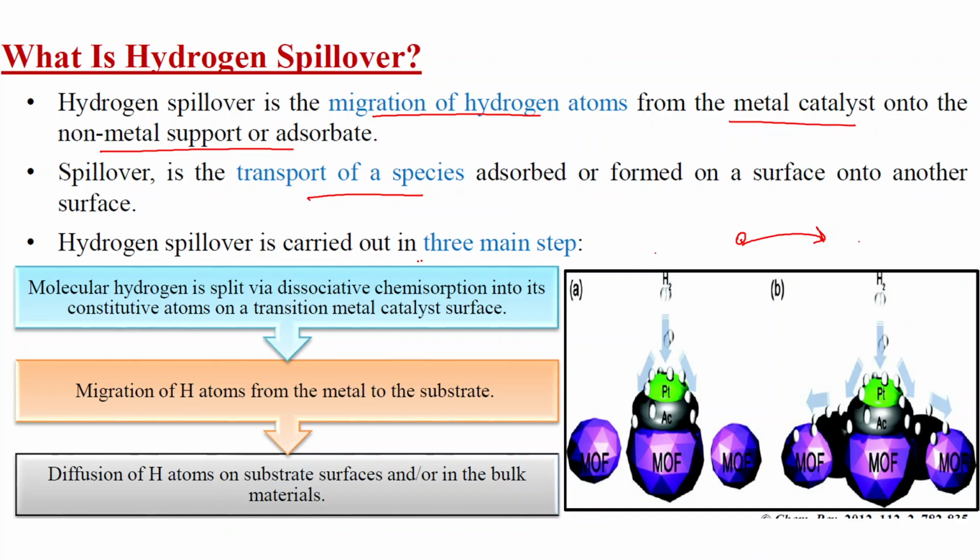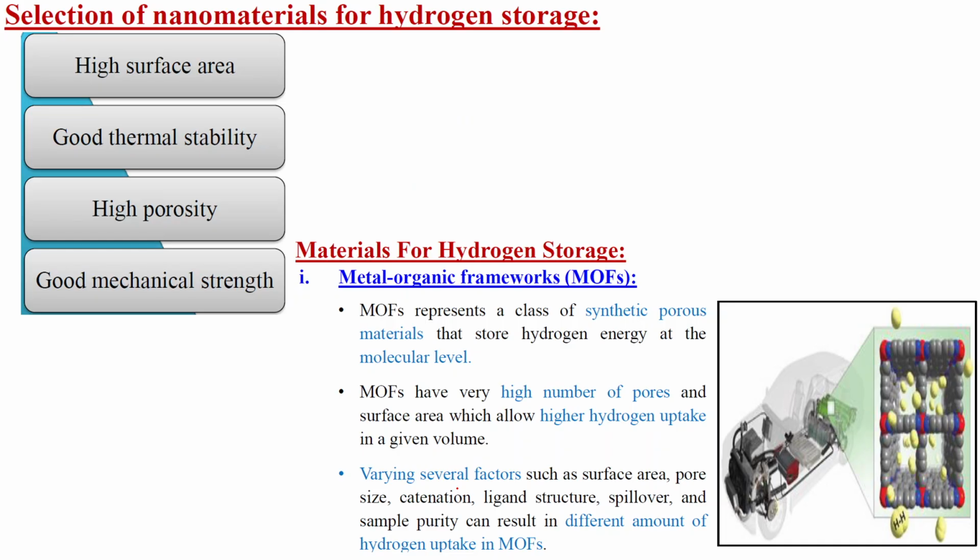Okay. So hydrogen spillover is carried out in three steps. Molecular hydrogen, that is H2, gets split into 2H basically. It gets split via dissociative chemisorption onto the constitutive atoms on a transition metal surface catalyst. Migration of H atom from the metal to the substrate takes place, and diffusion of H atom on the substrate or in the bulk of the material. So hydrogen gets easily transferred from one surface to another, like metal to another metal surface. So that is also a problem.